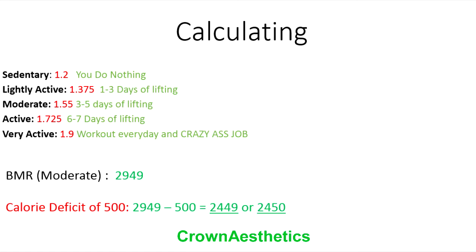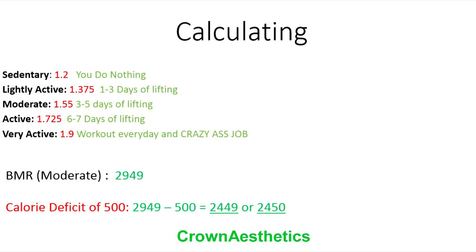Now once you figure out which one you really fall into, what you want to do is get that BMR you got from the last part and multiply it by your level of activity. For this example person, I'm using moderate. He works out 3 to 5 times a week. And as you can see, I did the calculation and I got 2,949. That means he has to eat 2,949 calories to stay at the weight he is, to not gain any weight or lose any weight.